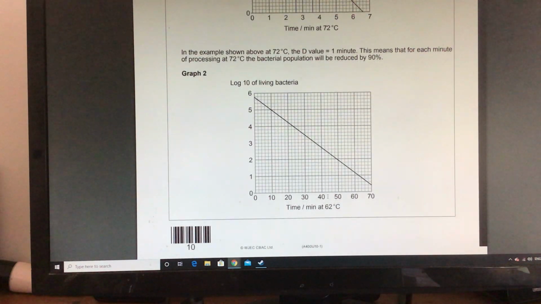You can do it for any consecutive value. If you're going from 5 to 4 or from 2 to 1, you'll still get the same D value. You'll still get the same time interval. On the mark scheme, they've chosen to do it for 4 and 3. If you go from 4 across and then down, you get to, I think it was 23. From 3 across, you get to 36.